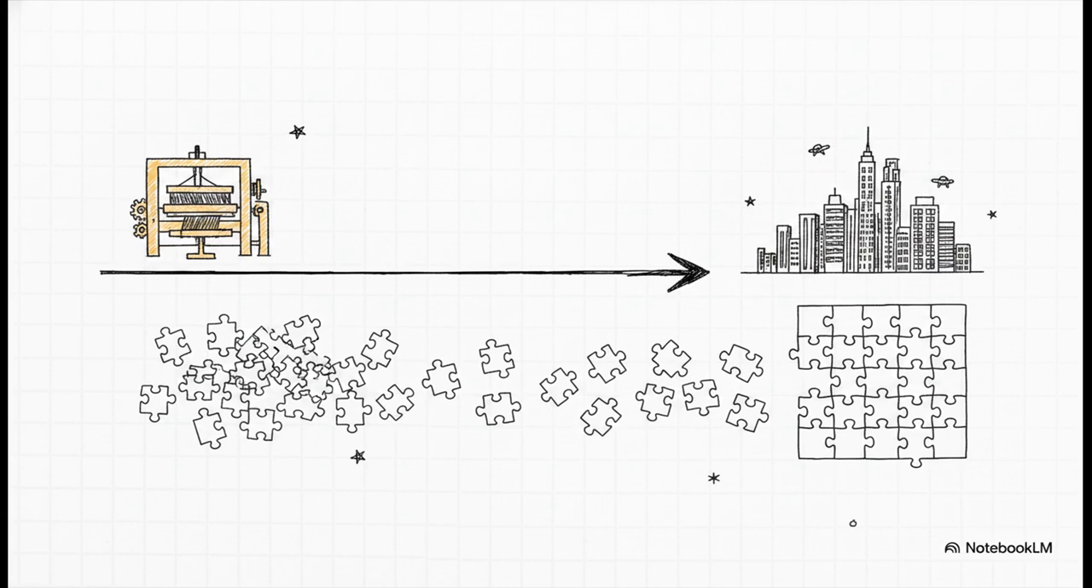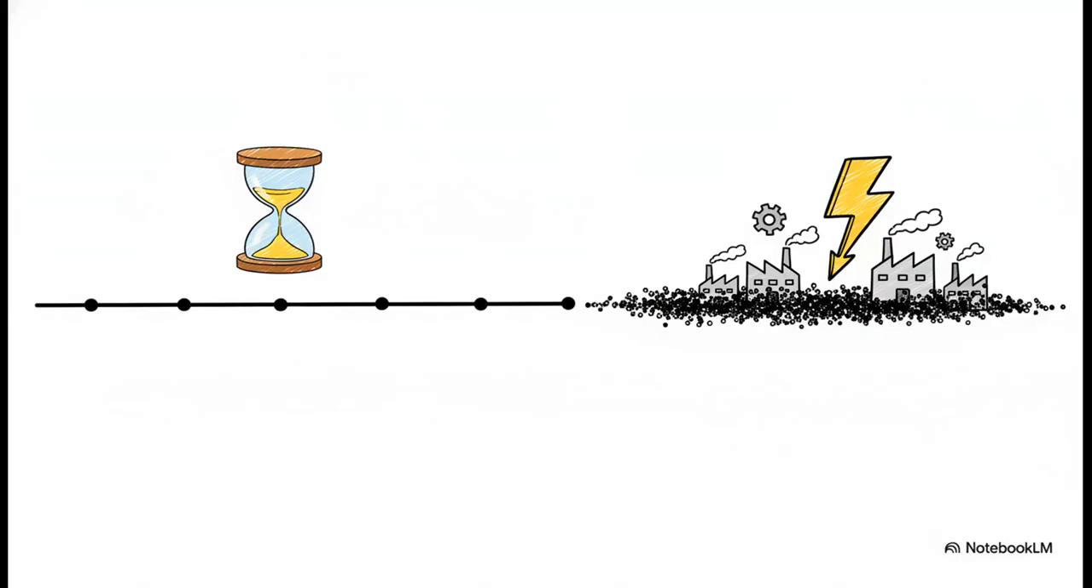Think about it. When you plot out the invention of the factory loom, and then right next to it you plot the sudden explosion of big cities where populations literally doubled in just a few years, you start to realize these aren't just isolated events. They're deeply, deeply connected. A timeline takes a scattered pile of puzzle pieces and turns it into a clear, beautiful picture of human progress.